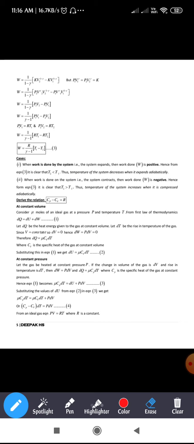Okay. So as you know, in that case, what happens when the system contracts? What do you mean by that? When the system is compressed. That is the meaning. When is the system compressed? When the work is done on the system.